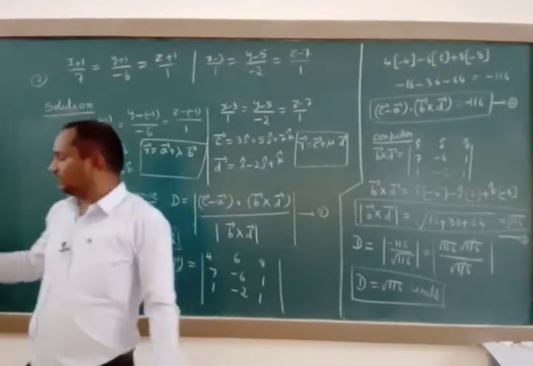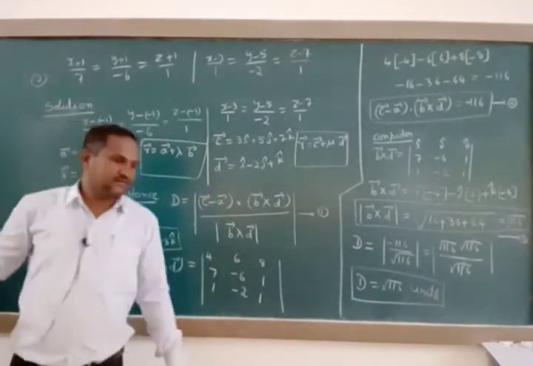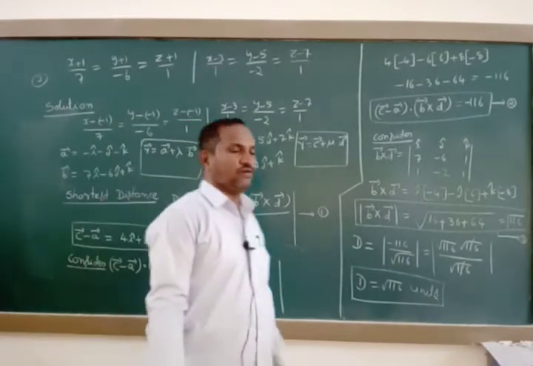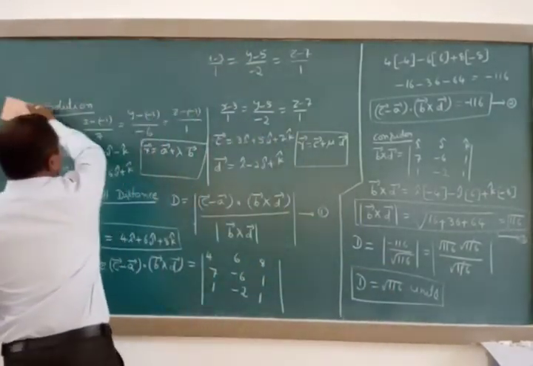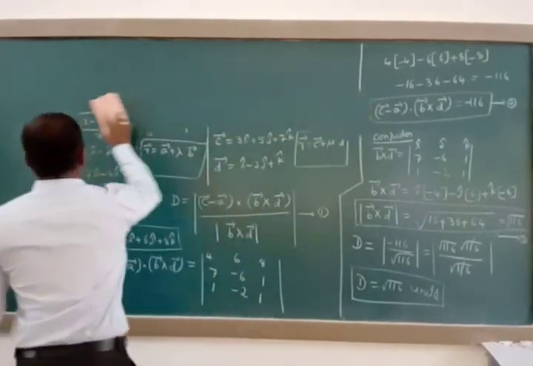Next, we'll solve some problems where lines are perpendicular to each other: how to find an unknown value, and which conditions we have to apply. The given two lines are perpendicular to each other here.